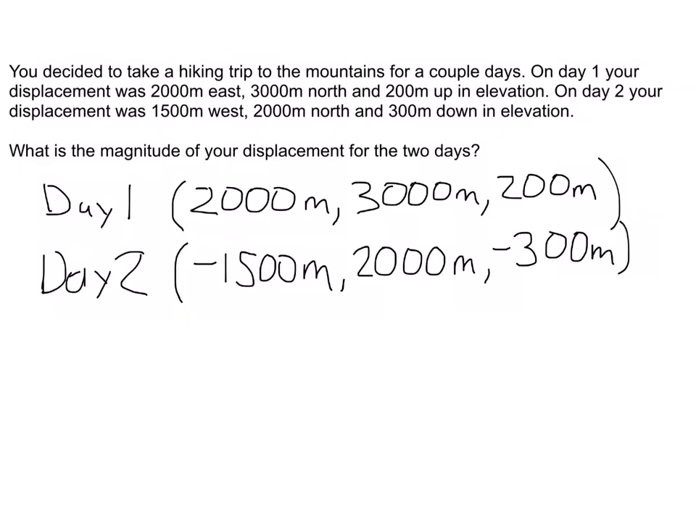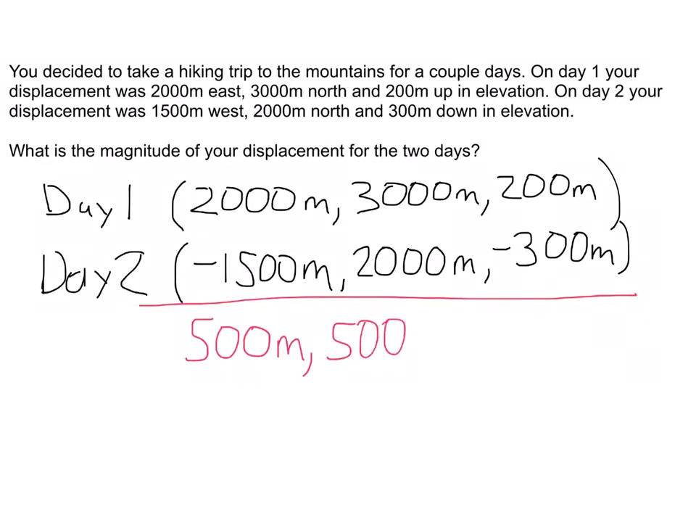We can just add straight across, and we get the magnitude, or the point of the vector, is at 500 meters positive, so that's to the east, 5,000 meters north, and then we're actually going to end up 100 meters down.